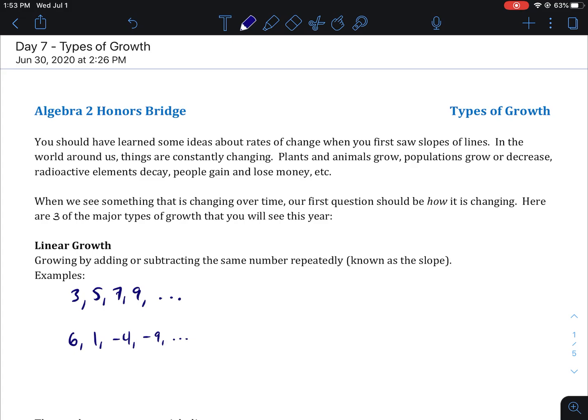Basically, as anything changes and as you examine the things around you, obviously there's some change going on, but how are they changing? Are they accelerating on the rate, decelerating, staying the same, and so on? So we'll look at the 3 major types that you should be comfortable with moving forward. First one is the most basic.